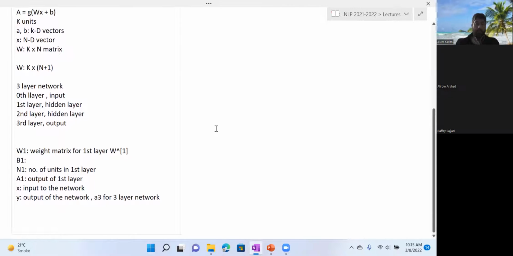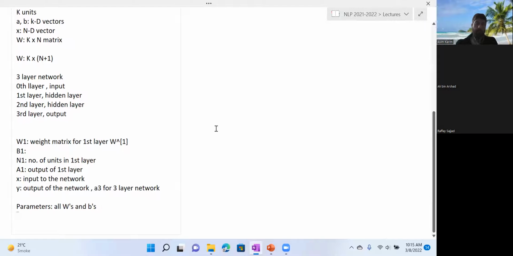All right. And biases and weights. So what are the parameters of this network? The parameters are basically all the W's and B's. Okay. So these are the parameters of the model which we would have to learn.